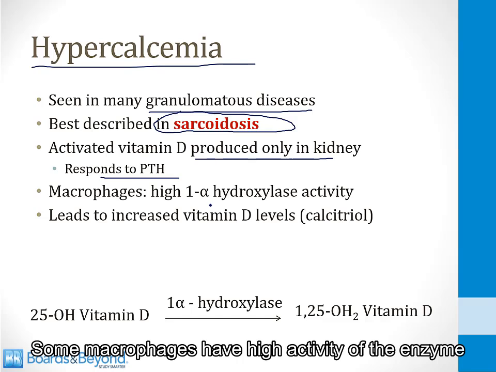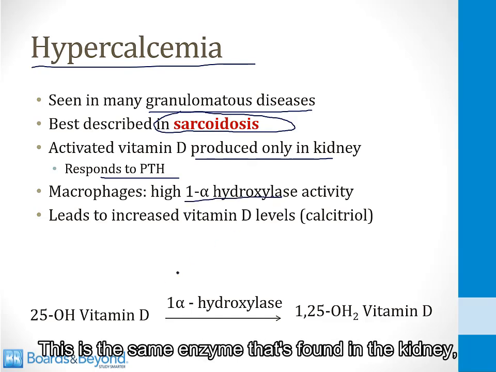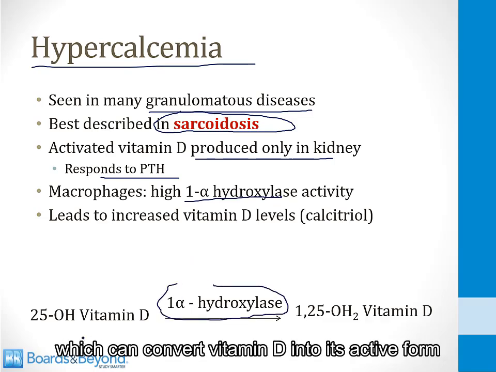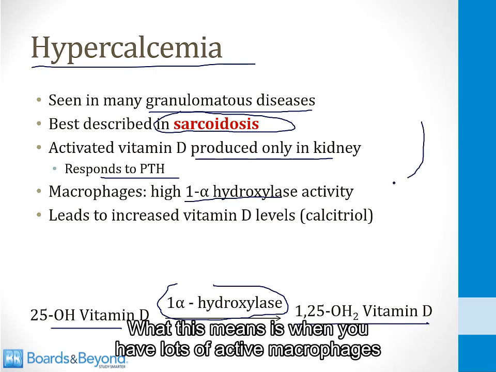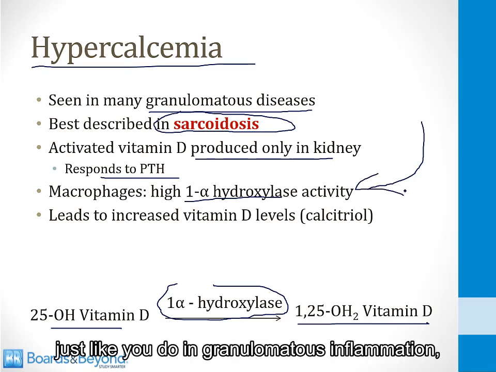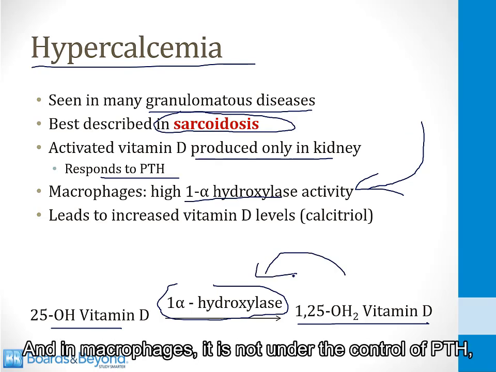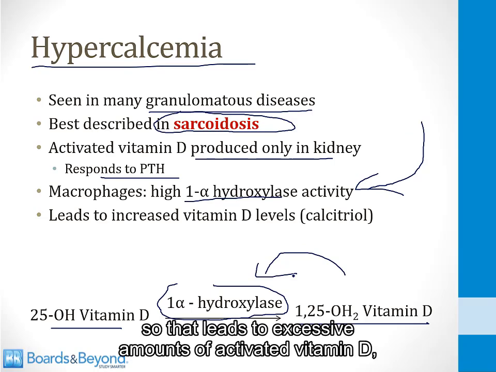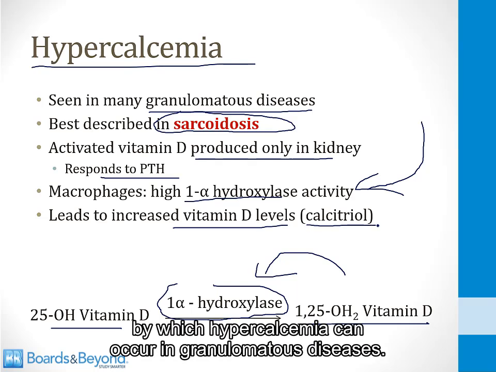Some macrophages have high activity of the enzyme 1-alpha hydroxylase. This is the same enzyme that's found in the kidney, which can convert vitamin D into its active form of 1,25-OH2 vitamin D. What this means is when you have lots of active macrophages, just like you do in granulomatous inflammation, this enzyme can become very active, and in macrophages it is not under the control of PTH, so that leads to excessive amounts of activated vitamin D, which is also called calcitriol, and this is the mechanism by which hypercalcemia can occur in granulomatous diseases.